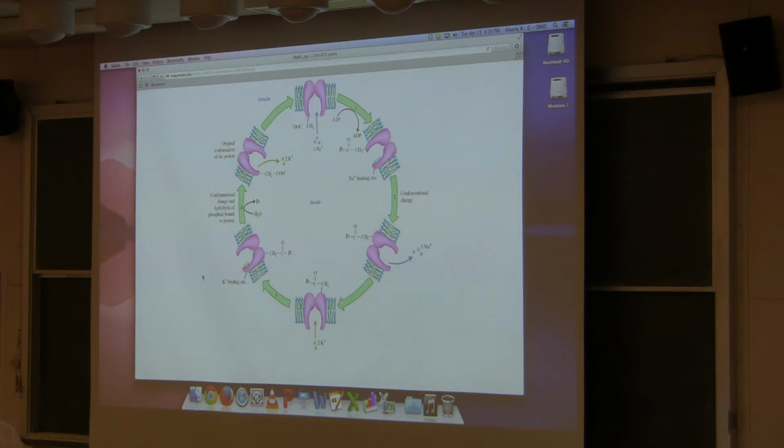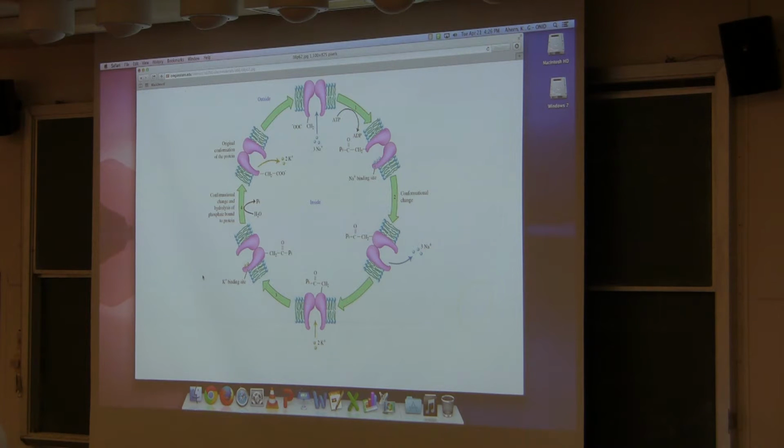The second part of the system is the potassium part. So in the first part of the system, 3 sodium ions get kicked out of the cell. In the second part of the system, 2 potassium ions get kicked into the cell. And that also is against a concentration gradient. Okay? That's also against the concentration gradient.